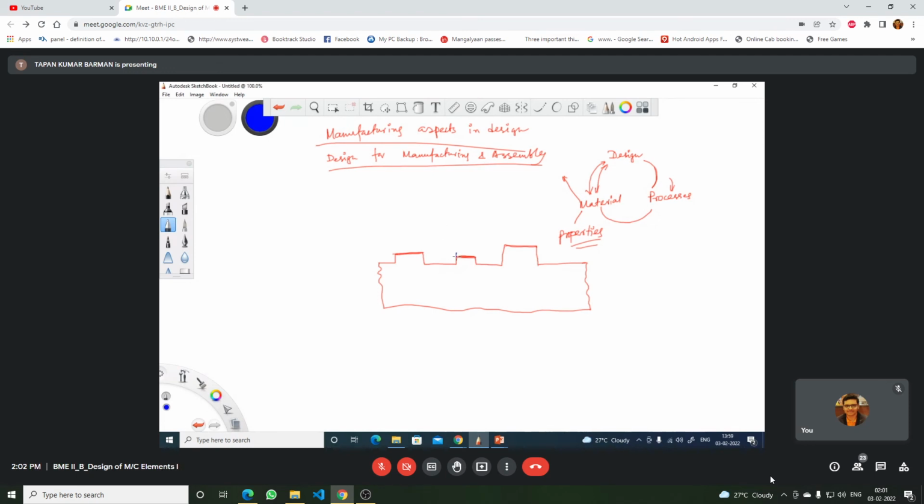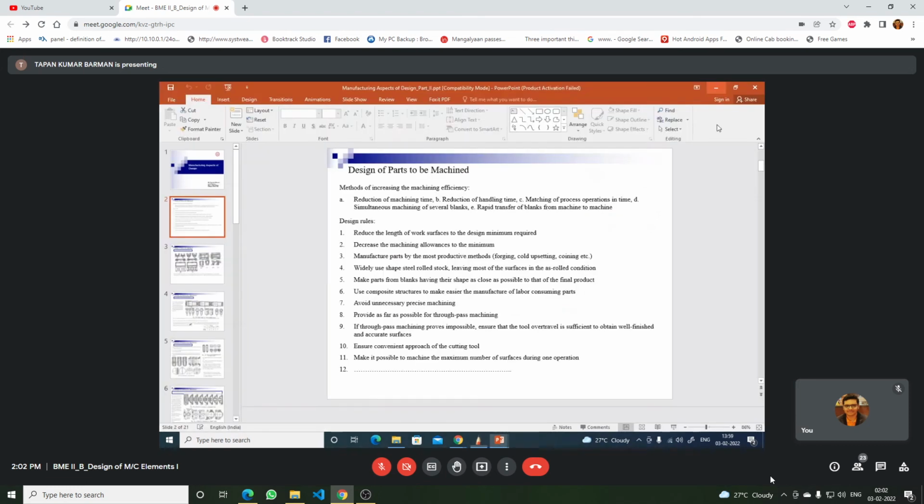If design permits, then I will increase the height of the second one and lower this one. And then in one go, we can machine the whole thing. So this is called basically a through-pass machining. There are different through-pass machining operations, like say broaching. Broaching is one through-pass mass production process, and through-pass machining is possible there. So provide as far as possible through-pass machining.